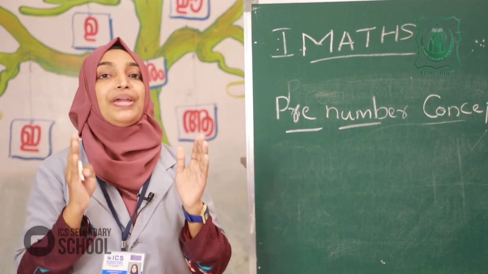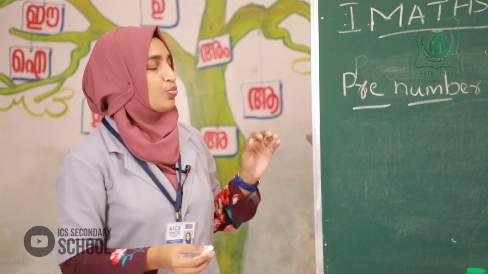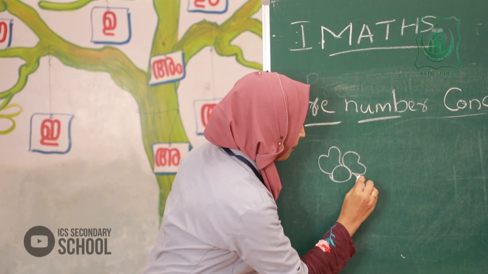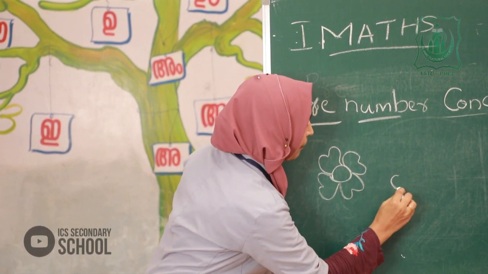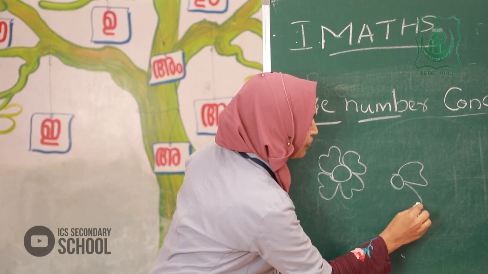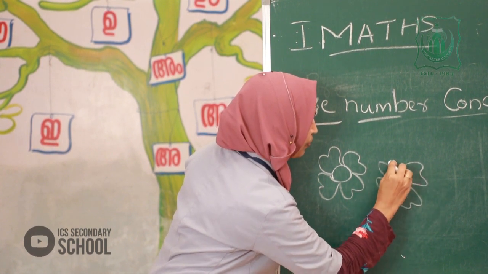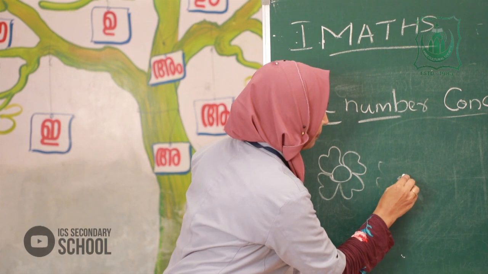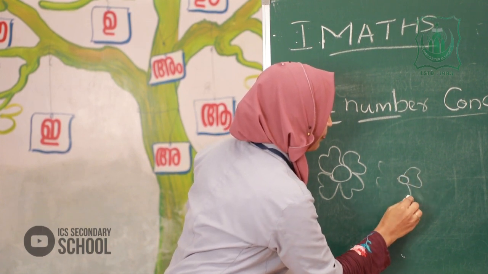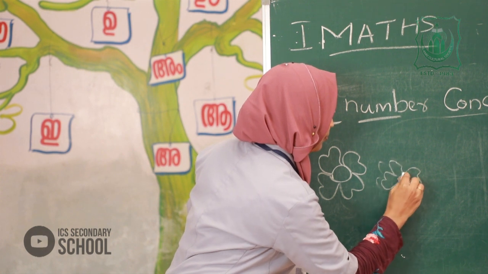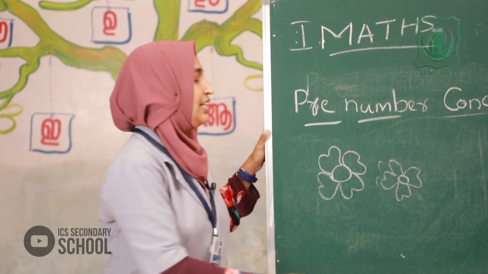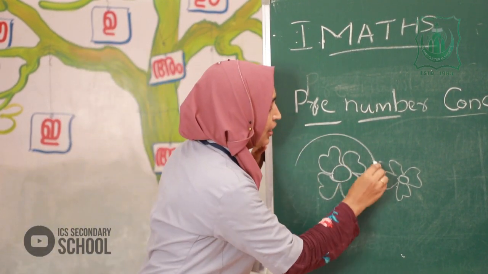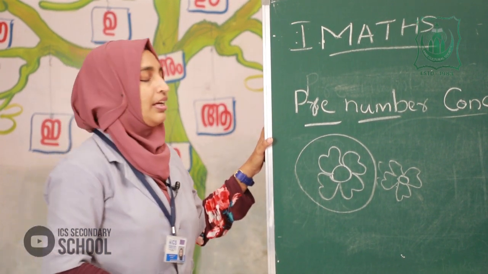Now we learn big and small. Here you can see two flowers. Which flower is small? Yes, this is the small and this is the big flower. We can circle the big one.